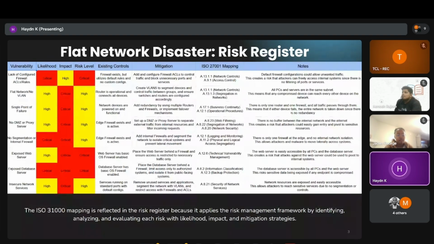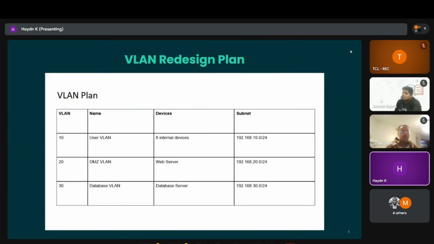Services are running on standard ports with default configurations. We should remove the unwanted services and applications and potentially bloatware that comes with these default systems and segment the network with VLANs and restrict access with firewalls and ACLs. ISO 31000 mapping is reflected in the risk register because it applies to the risk management framework through identification, analysis, and evaluation of each risk with likelihood, impact, and mitigation strategies. And now I will pass it on to Jaden.